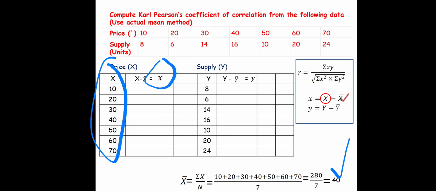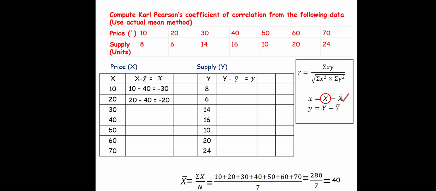Now we can easily calculate the value of small x. So 10 minus 40 is equal to minus 30, 20 minus 40 is equal to minus 20, 30 minus 40 is equal to minus 10, 40 minus 40 is equal to 0, 50 minus 40 is equal to 10, 60 minus 40 is equal to 20, 70 minus 40 is equal to 30.